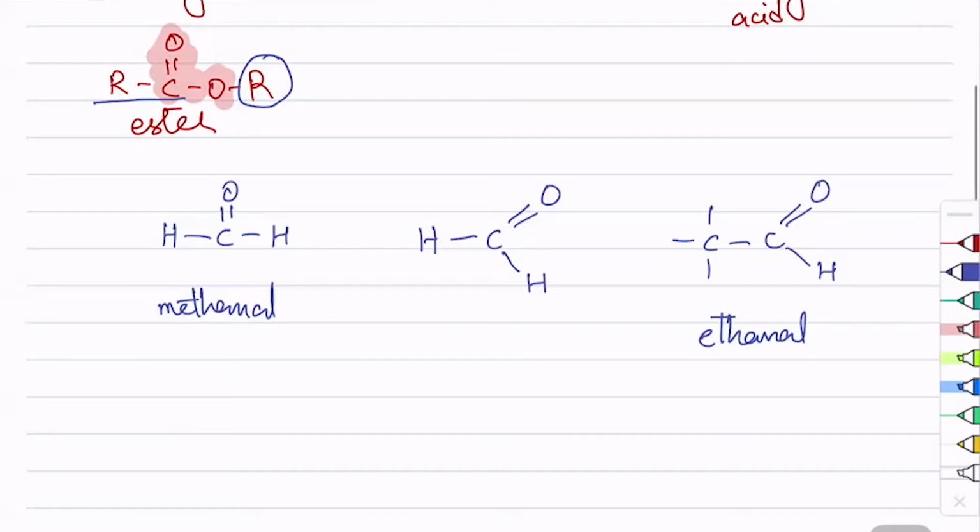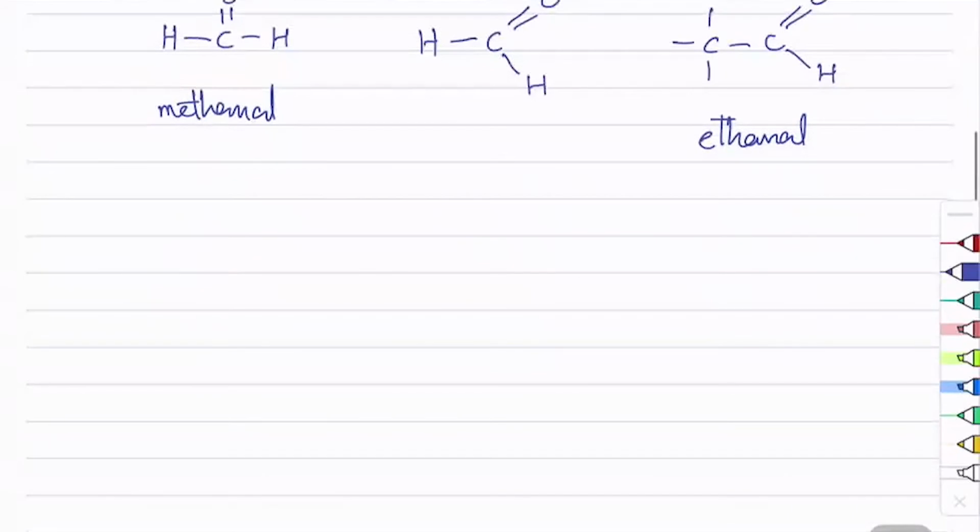Similarly, you can have ketones. Now the ketones have to have carbon on both sides. So the smallest ketone that you will have is propanone. You can't have a ketone that's smaller than that. Why? Because you need carbon on both sides of this carbonyl group, which means the smallest one is one with 3 carbons.